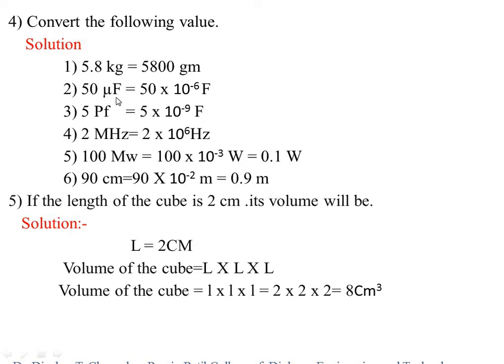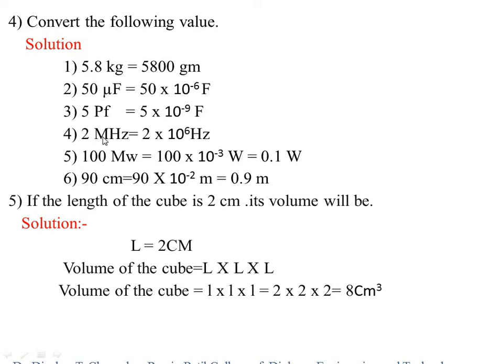Then 50 microfarad equal to 50 into 10 to the power minus 6 farad. This value 50 microfarad we have to divide by 1 lakh, and therefore we get 50 into 10 to the power minus 6 farad. Then 5 picofarad equal to 5 into 10 to the power minus 9 farad. We have to multiply, and this is our value in farad, 5 into 10 to the power minus 9.